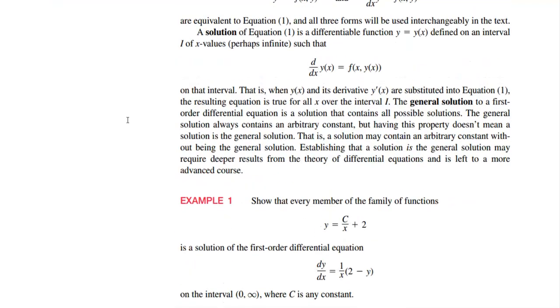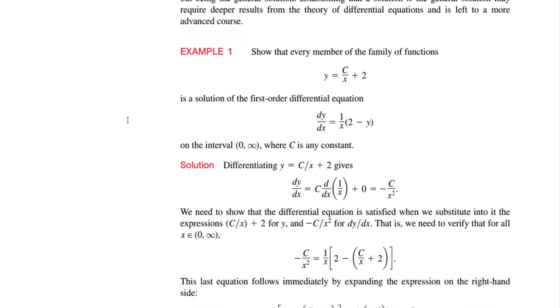Example number 1 says, show that every member of the family of functions y = c/x + 2 is a solution of the first-order differential equation dy/dx = (1/x)(2 - y) on the interval from 0 to infinity, where c is any constant. If we differentiate y = c/x + 2, that gives us dy/dx = c times d/dx of 1/x, plus 0, which is -c/x².